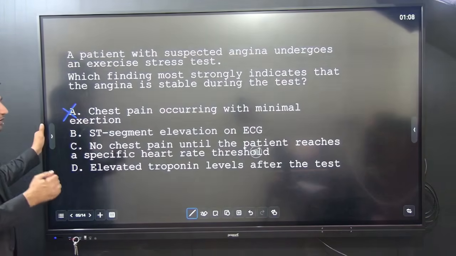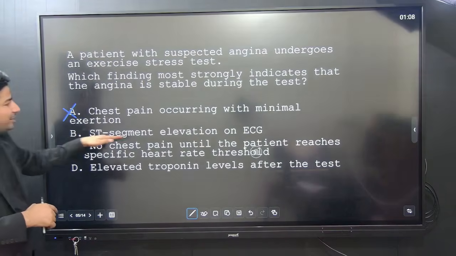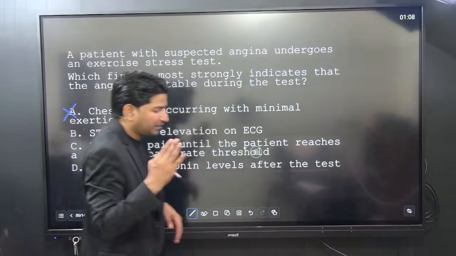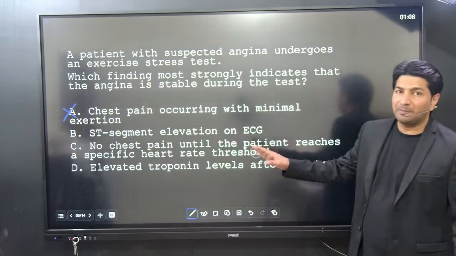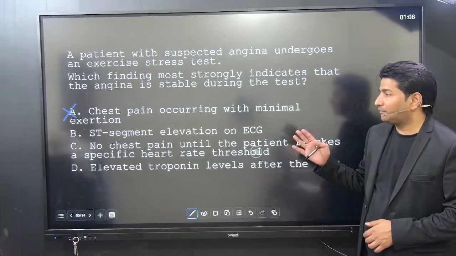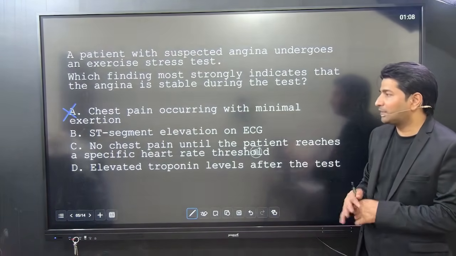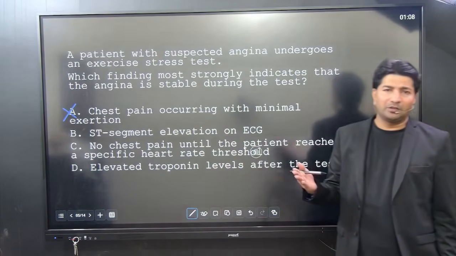Next is ST segment elevation on ECG. Whenever there's ST segment elevation on an ECG, we can say it's a STEMI. This indicates a myocardial infarction, specifically a STEMI, meaning ST segment elevation indicates an MI. This means the infarction in the patient is quite extensive. It's what we call transmural damage has occurred.